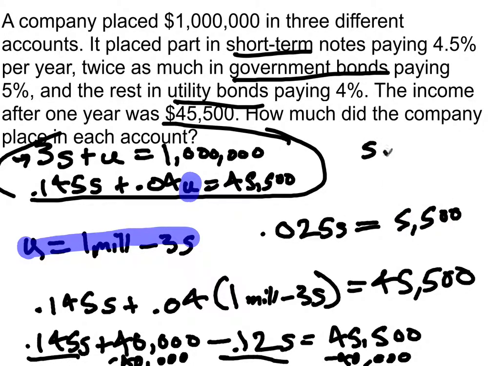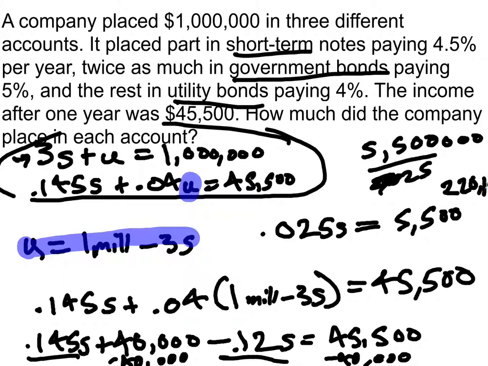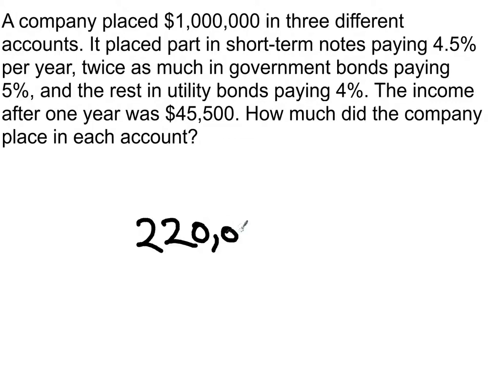If you do 5,500 divided by 0.025, 25 goes into 55 twice, and then it goes into the next one twice also, and then you have some zeros left. So $220,000 is the answer. $220,000 is equal to S. So that's what went in S, your short-term notes.